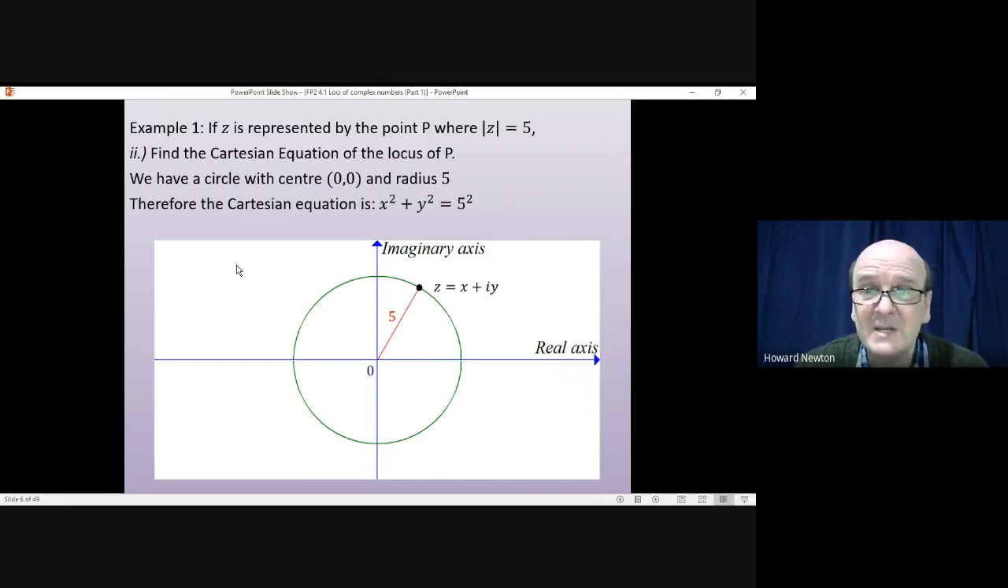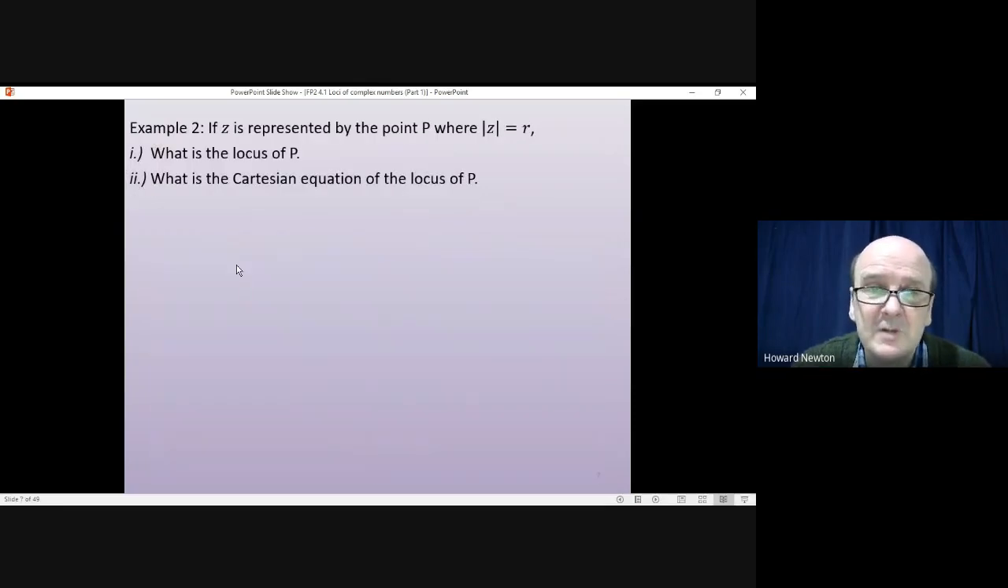What happens in general with that sort of situation? Well, the general case would be where Z is represented by the point P, and the modulus of Z is equal to r, any number r. Again, what is the locus of P? You don't have to sketch it. Just write down in words what the locus would be, and then write down what the Cartesian equation of the locus would be. Have a go, pause the video, come back when you're ready.